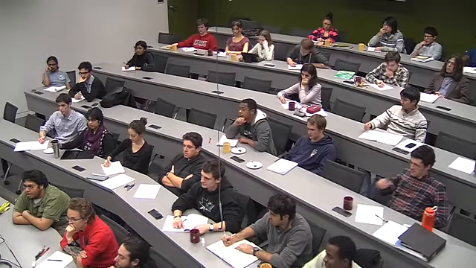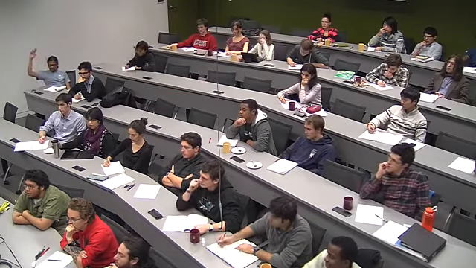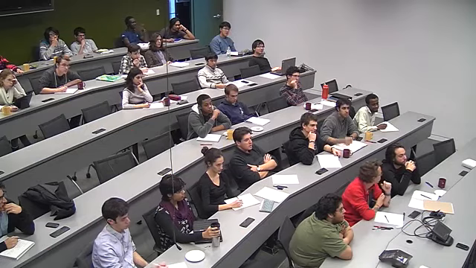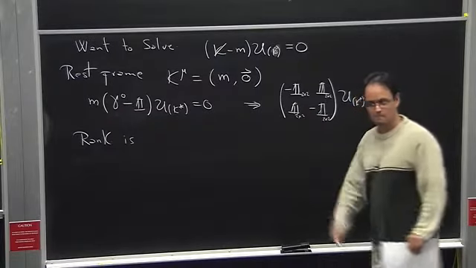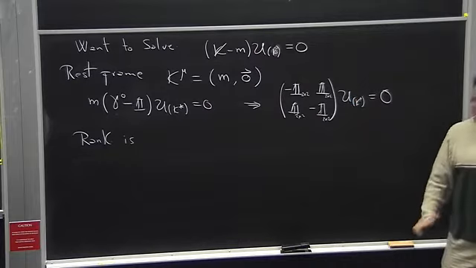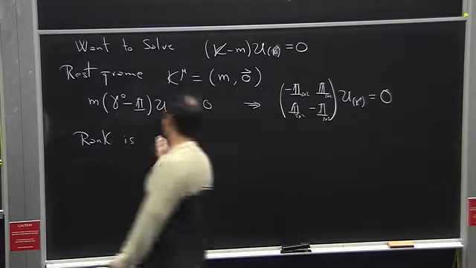You think it's 1? Well, maybe because I haven't told you. These are 2 by 2 matrices, right? Now you multiply by 2. Then you get the right answer. The rank is 2.